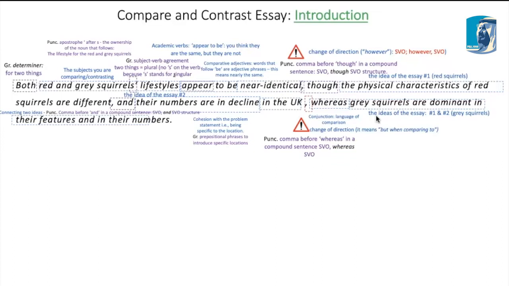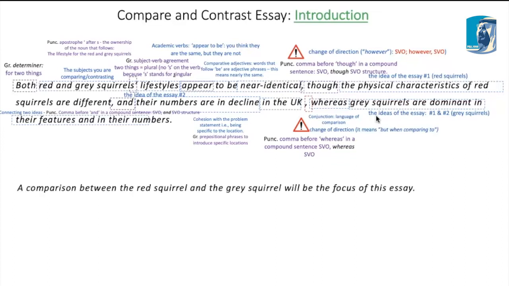So we now know what main idea number 1 and main idea number 2 are going to be in the essay. We are comparing physical characteristics and we are comparing their numbers. And that's why you just make sure, as if you're kind of concluding with the aim, this is the limit of the essay. I'm going to be comparing the red and grey squirrel, and this is my limit. Okay, that will be the focus of this essay.